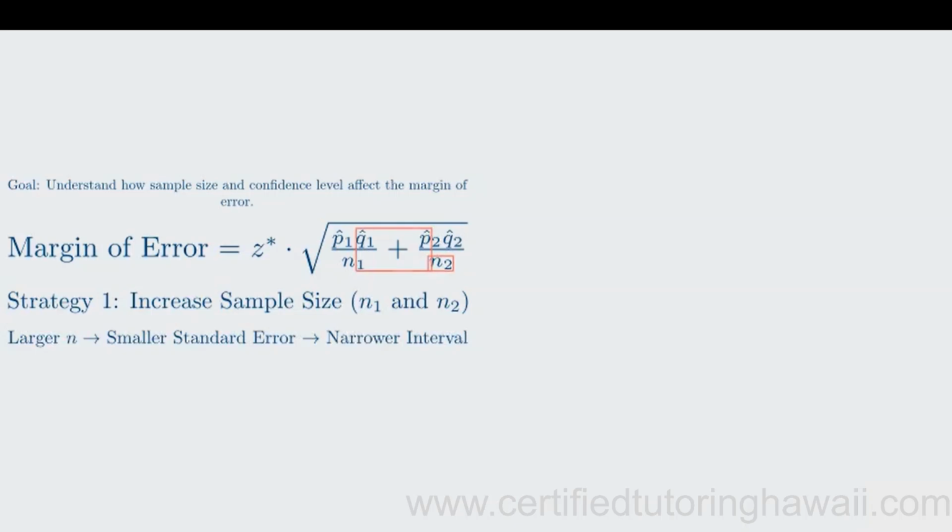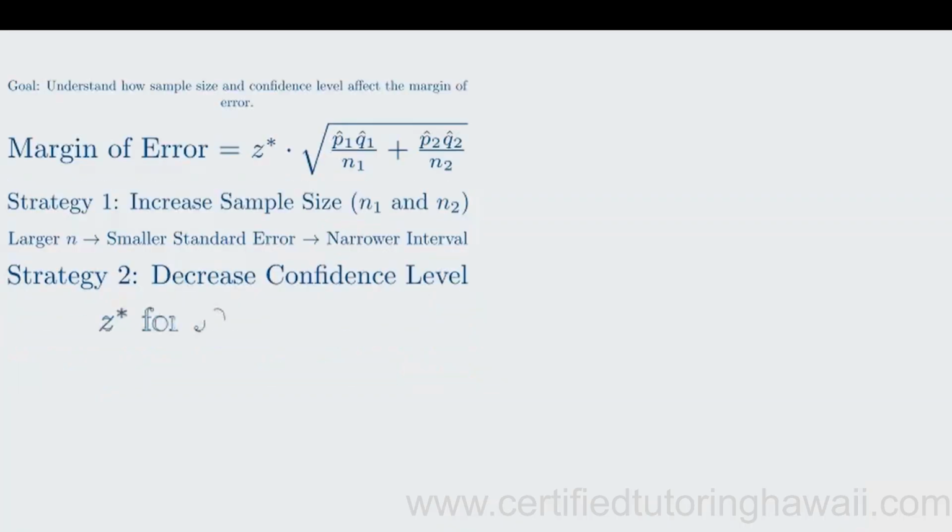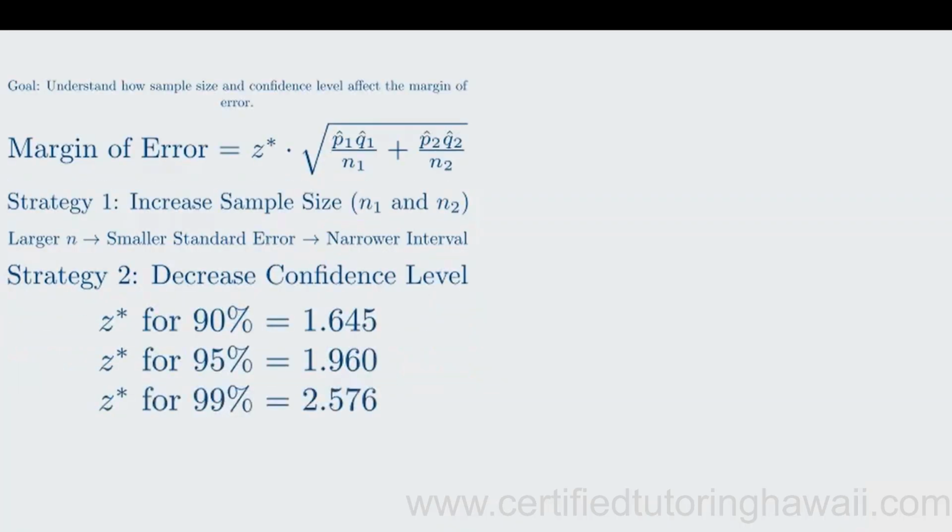If we sampled 1,000 people per group instead of 50, our estimate would be much more stable, and our plus or minus range would shrink significantly. Second, we can change the confidence level, which changes the critical value, z-star. If we are willing to be less confident, say, dropping from 99% to 90%, our z-star value gets smaller. A smaller multiplier results in a smaller margin of error and a narrower interval.